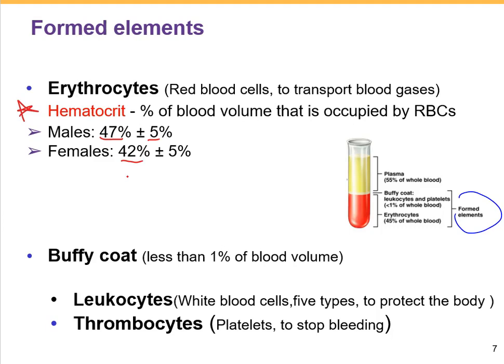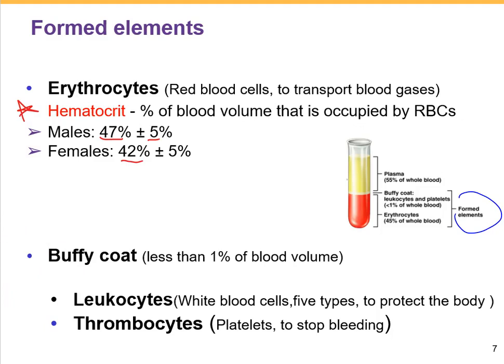Leukocytes or white blood cells form a crucial part of the immune system, defending the body against infections and disease. There are five main types of white blood cells. Each of these white blood cells has its own role in protecting the body. Thrombocytes or platelets are small cell fragments that play a vital role in blood clotting. When a blood vessel is injured, platelets help form a clot to stop bleeding and also promote wound healing.